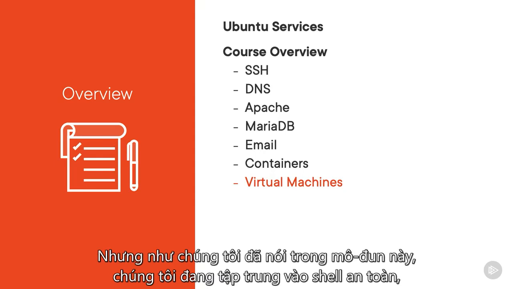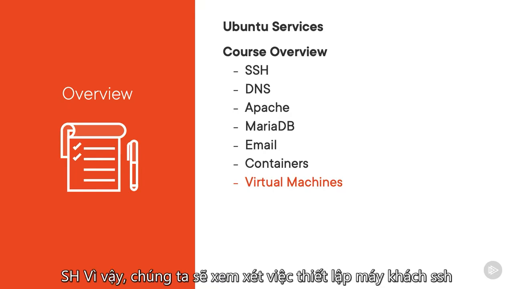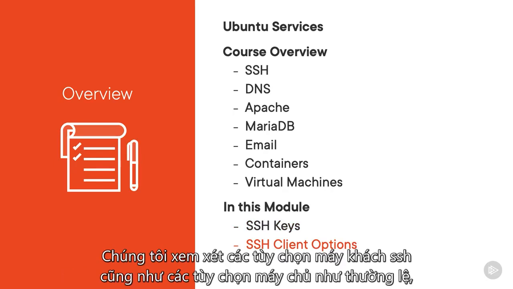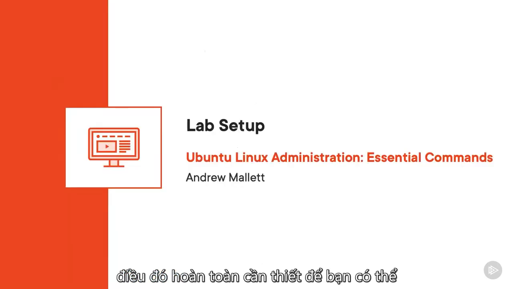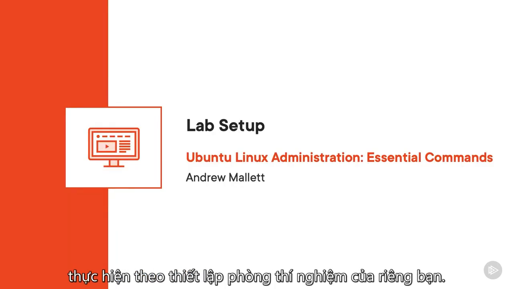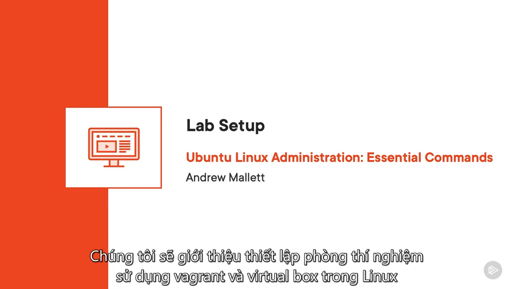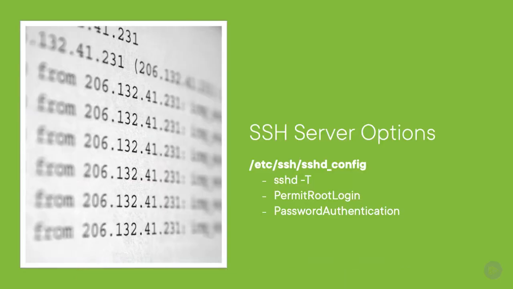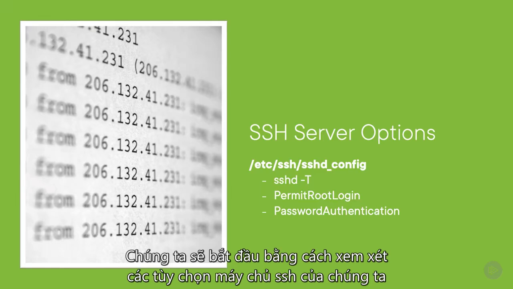But as we say, in this module, we're concentrating on Secure Shell, SSH. So we're going to be looking at setting up SSH client-based authentication using keys. We look at the SSH client options as well as the server options. Now, as always, it's going to be absolutely essential that you're able to follow through on your own lab setup. We cover the lab setup, which uses Vagrant and VirtualBox, in the Ubuntu Linux Administration Essential Commands course, which I also created. We're going to begin by taking a look at our SSH server options.